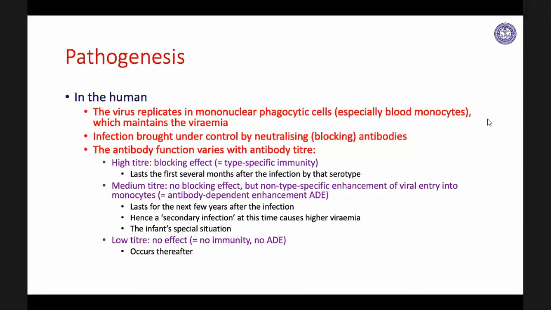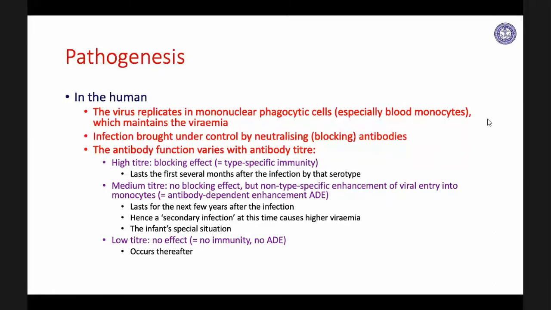What that means is, let's say you got DEN 2 infection, and soon after the infection, you have a very high titer of antibodies, and therefore you have DEN 2 immunity against further DEN 2 infections. But a few months later, the titer falls to a medium level, and then if you get an infection by DEN 2, you might or might not get any protection.